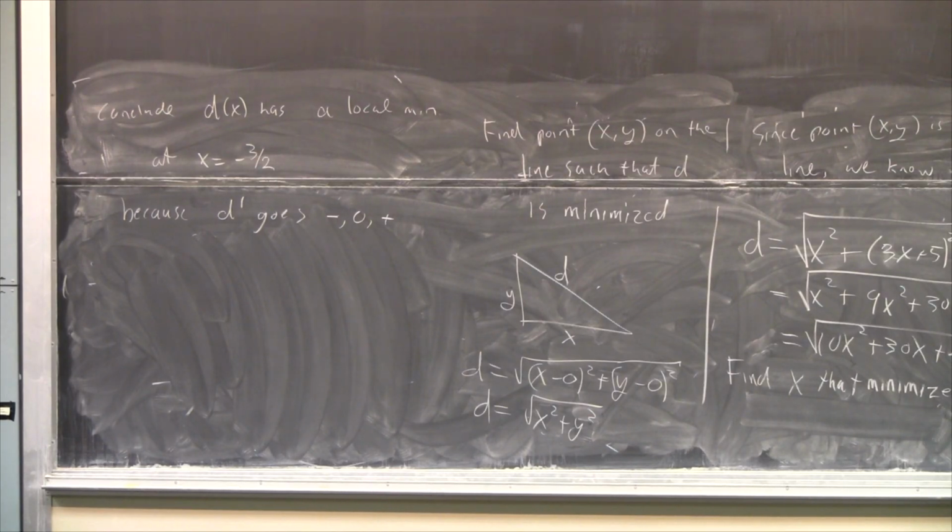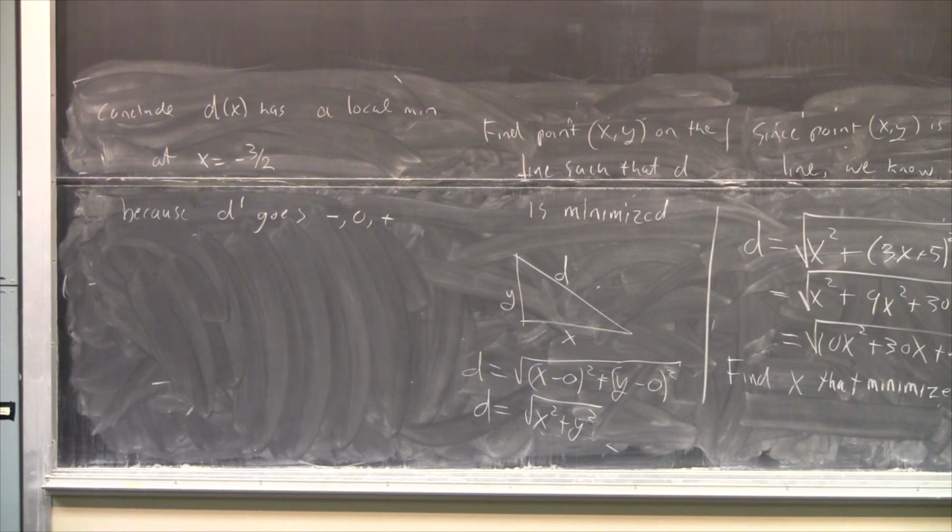Here's where what I was saying earlier comes in. We have to expand or generalize our techniques. Notice, if d prime goes from negative to 0 to positive, that means that d changes from decreasing to horizontal tangent to increasing. So that's definitely a low point nearby. That's a local min.